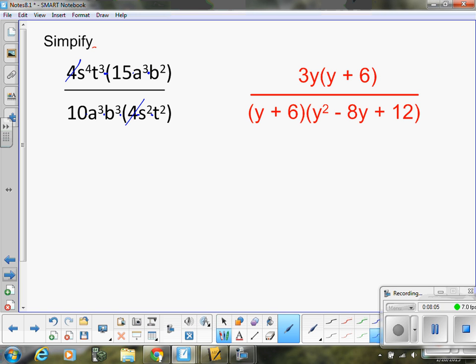So what else is going to cross off? Once you see something on the top, you search along the bottom and see if anything matches. There's an s to the 4th and an s squared that cancel out 2 of those, so you have 2 of them left. Then the a's, so you have 3 a's cancel off. And the b squared and b cubed, so b cubed cancels off, and you have one of those left.